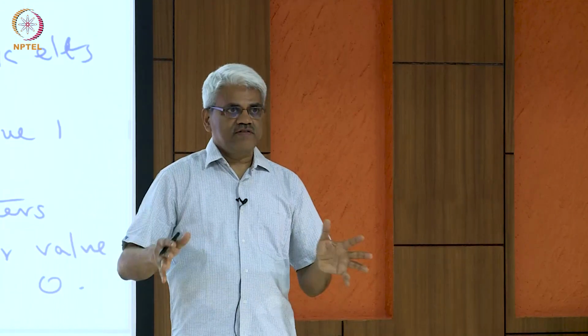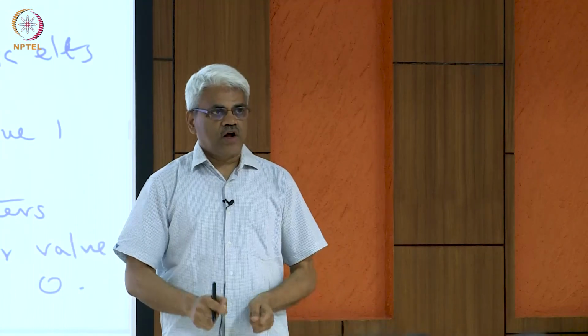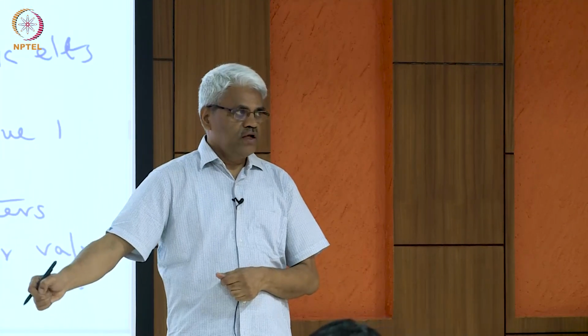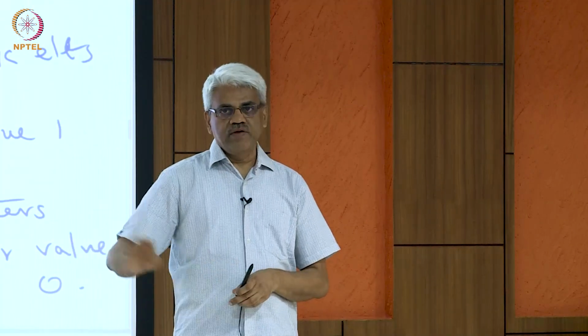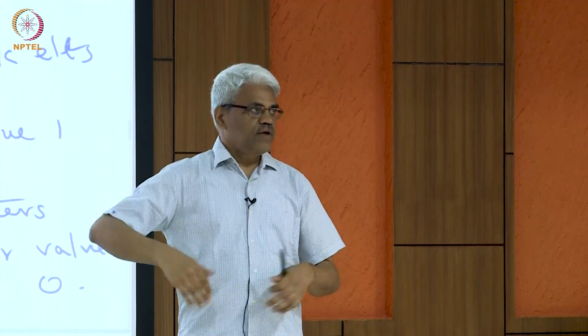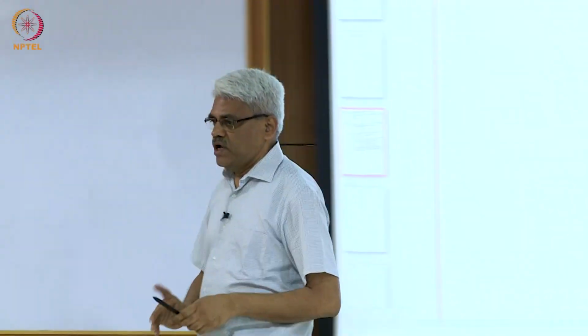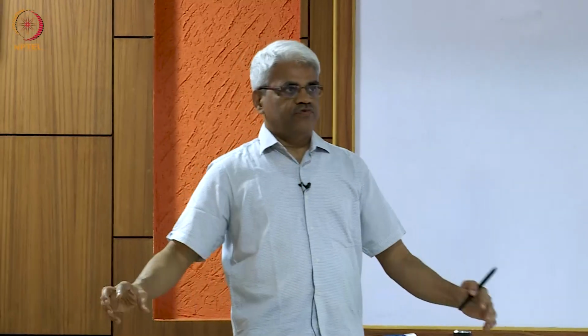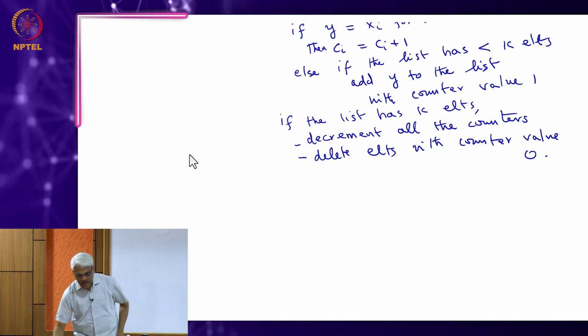If there is no space, a new element is coming, that means there are exactly k distinct elements here. I decrement all the counters by 1, and somebody would have become 0, I just throw that out. Anybody who has become 0, I throw them out and keep doing it. That's all the algorithm, and the claim is whatever is the final surviving elements in this list are the only possible candidates for elements that appear greater than n by k times. So this is all the algorithm.